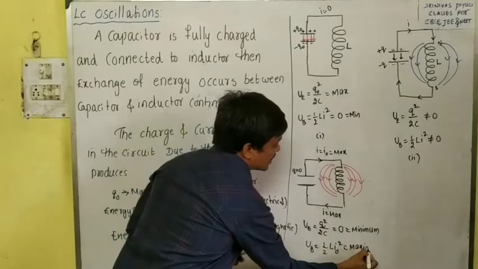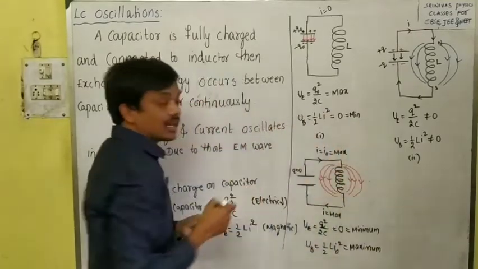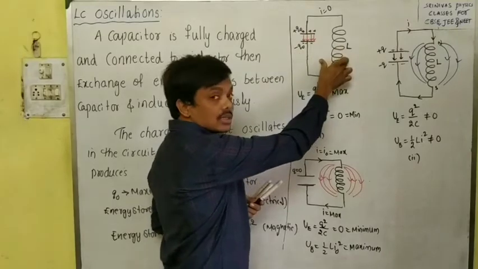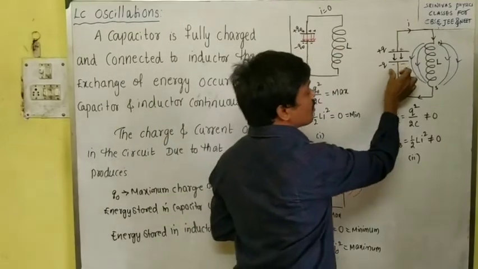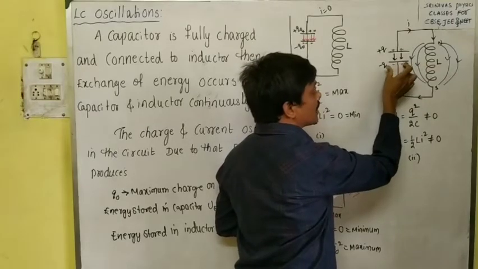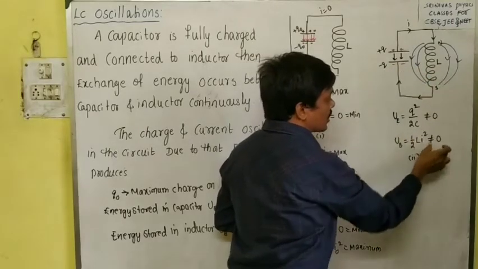What is happening in these first three cases? Firstly, the capacitor has maximum energy, and the inductor has no energy. Then in the next case, some of the energy is transferred to the inductor. That's why the energy is shared between the capacitor and inductor, and both are not equal to 0.